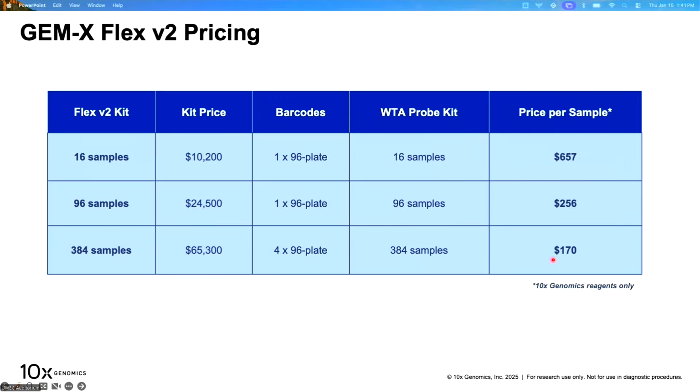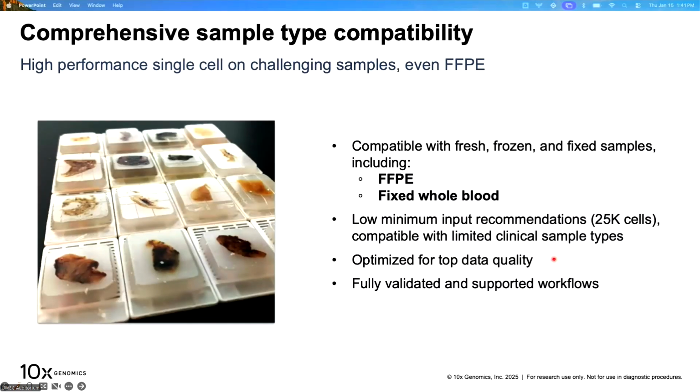With Flex, we also have the ability to profile archived samples. We have a protocol, so you don't need to optimize anything. Essentially, it takes 10 micrometer scrolls of FFPE blocks. We isolate nuclei, and then we profile nuclei with Flex.